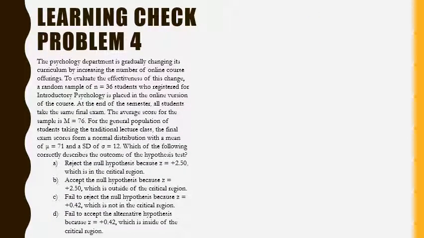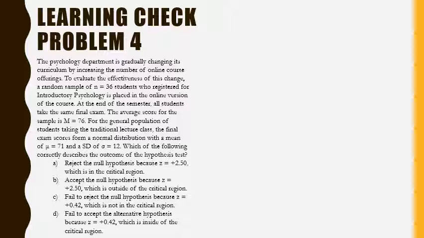Learning check problem 4. The psychology department is gradually changing its curriculum by increasing the number of online course offerings. To evaluate the effectiveness of this change, a random sample of 36 students who registered for introductory psychology is placed in the online version of the course. At the end of the semester, all students take the same final exam. The average score for the sample is M equals 76. For the general population of students taking the traditional lecture class, the final exam scores form a normal distribution with the mean of 71 and a standard deviation of 12. Which of the following correctly describes the outcome of the hypothesis test?